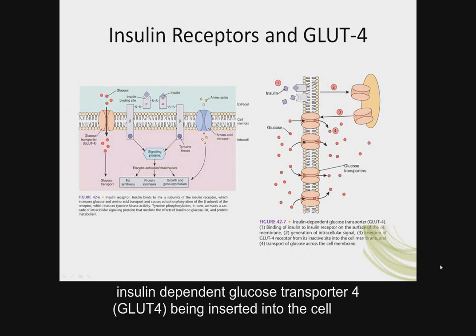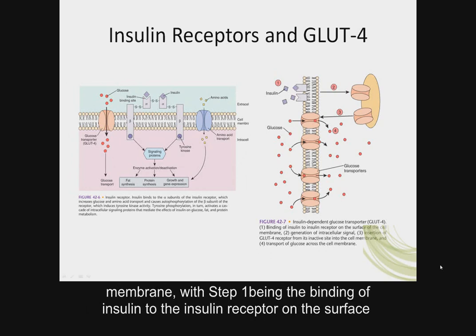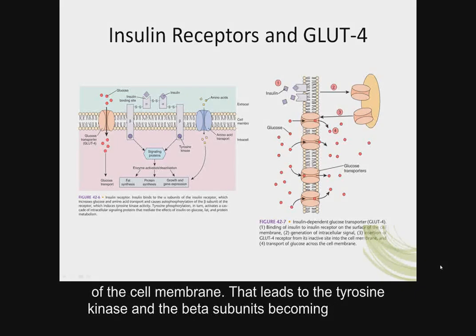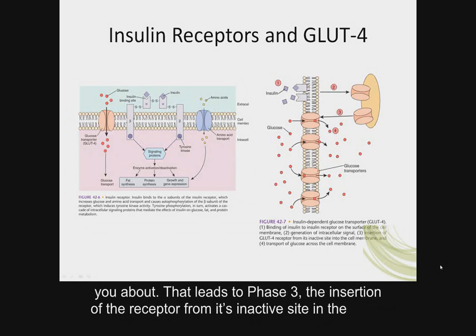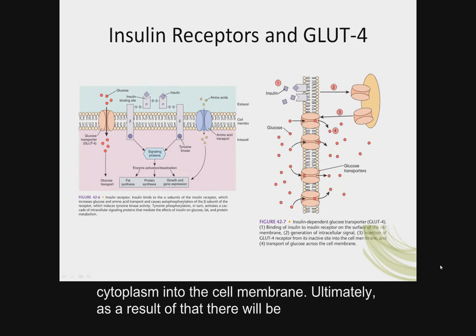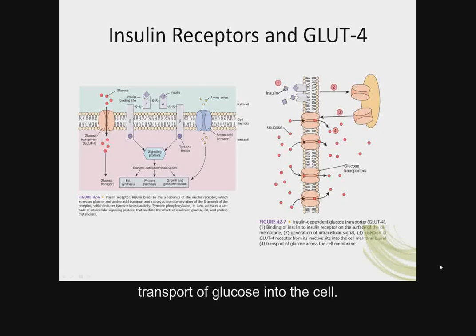Now on the right side in this picture, you're seeing the insulin-dependent glucose transporter 4, GLUT4, being inserted into the cell membrane, with step 1 being the binding of insulin to the insulin receptor on the surface of the cell membrane. That leads to the tyrosine kinase and the beta subunits becoming activated. That's that intracellular signal, second messenger cascade I was telling you about. That leads to phase 3, the insertion of the receptor from its inactive site in the cytoplasm into the cell membrane. Ultimately, as a result of that, there will be transport of glucose into the cell.